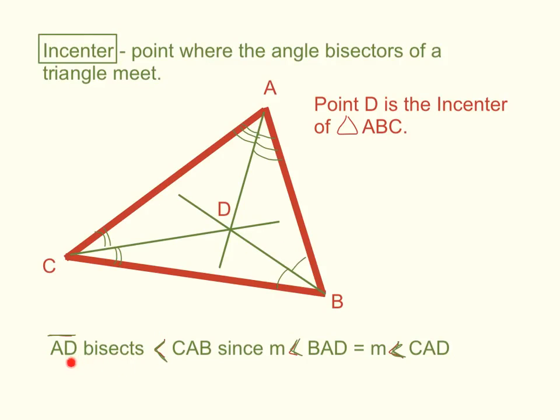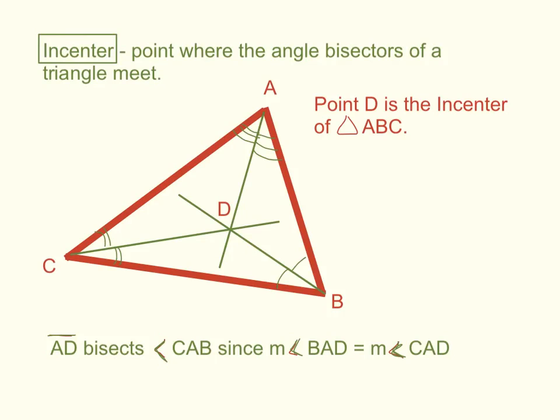And segment AD bisects angle CAB, and that's how I write angle CAB. It's the exact same angle as angle BAC, and it is the bisector because the measure of angle BAD equals the measure of angle CAD. Here's BAD, and that's equal to CAD. And so since those angles are equal, that makes AD the angle bisector.